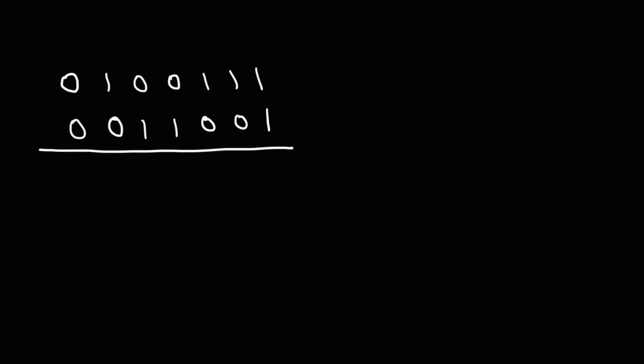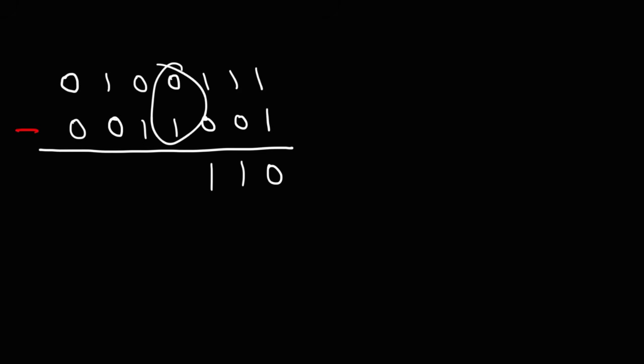So now let's talk about how we could subtract two binary numbers. We're going to go over two methods. The first one involves straightforward subtraction, and the second one involves the 2's complement. So let's do straightforward subtraction. 1 minus 1 is 0. 1 minus 0 is 1.